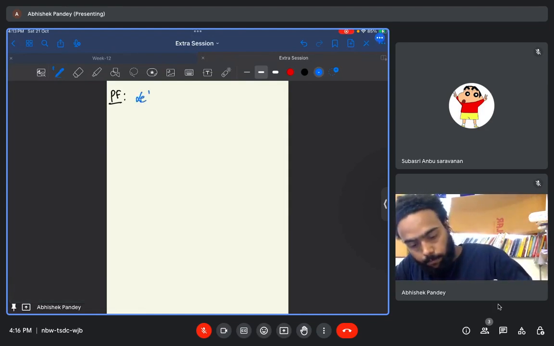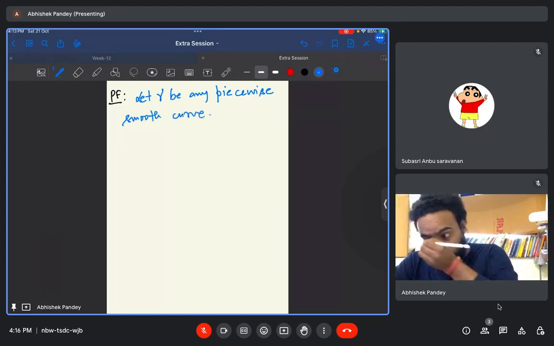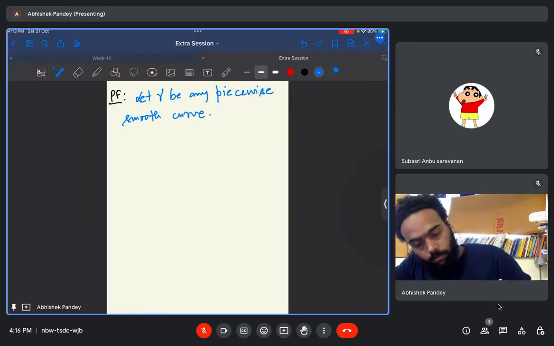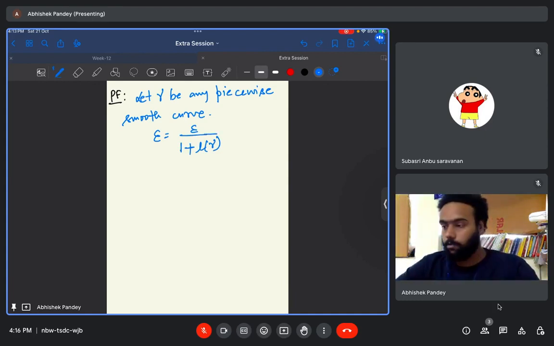Let gamma be any piecewise smooth curve. I will choose epsilon as 1 plus the length of this gamma. Okay, let us take this epsilon in this form.